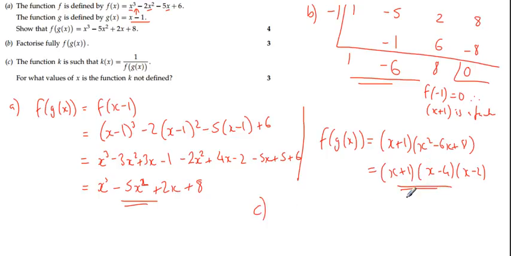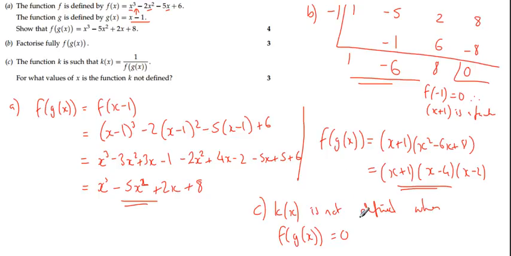Now for part C, a tricky question that we're not massive fans of. The function k is such that k of x is equal to 1 over f of g of x. For what values of x is the function k not defined? Okay, now not defined means when will it not work? And because we're looking at a fraction, k of x is not defined when the denominator of that fraction is equal to 0. Now, the denominator of that fraction is f of g of x. So it's not defined when f of g of x is equal to 0 because you cannot divide by 0.